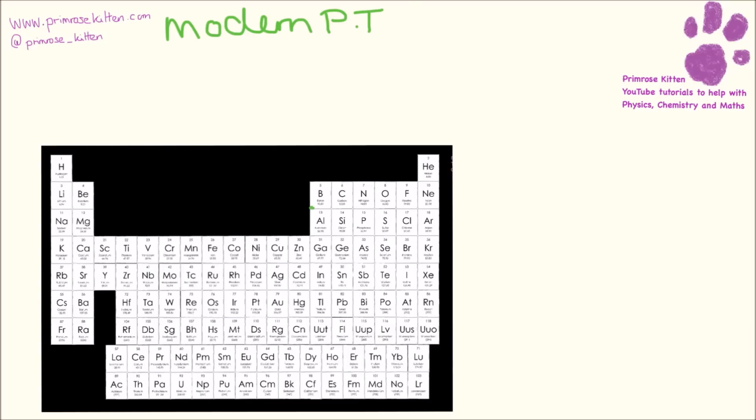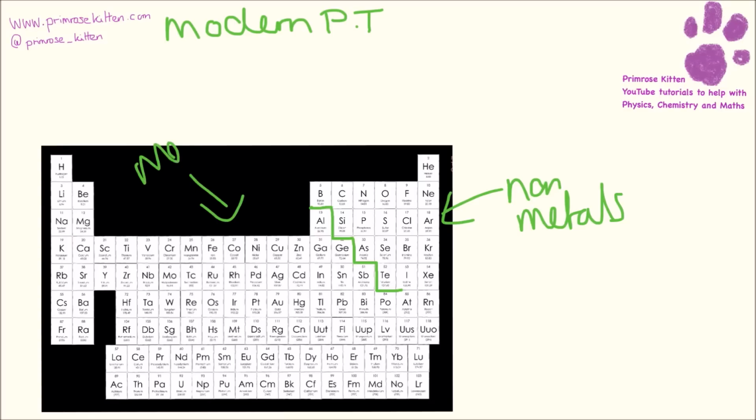If we draw a squiggly line down here, we can see the difference between the non-metals and the metals on this side.